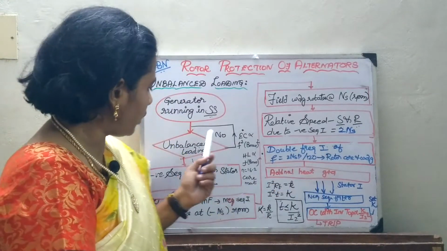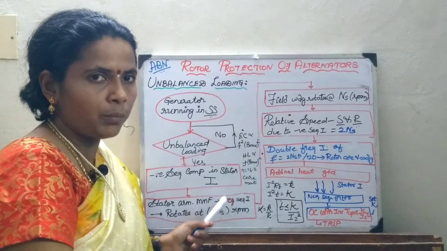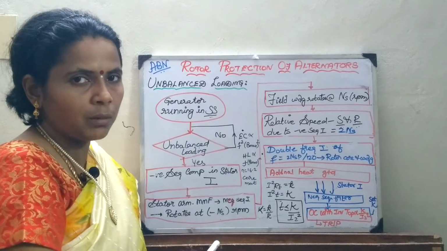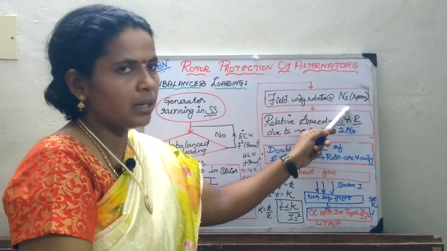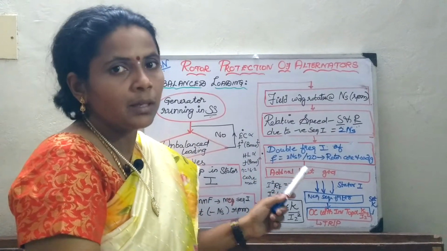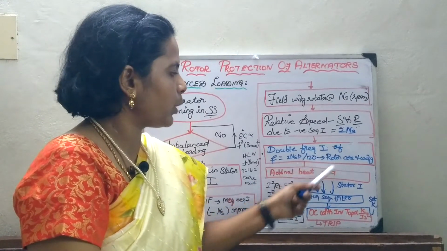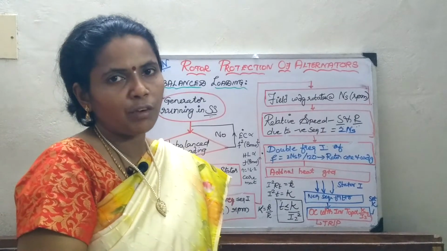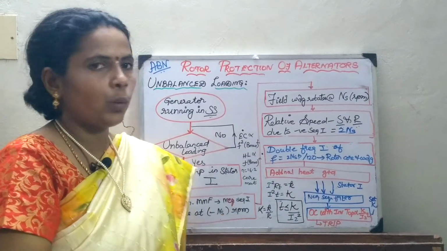So if unbalanced loading occurs, it results in the negative sequence component, because of which the stator armature MMF swings at minus ns, and the field winding rotates at ns, so the relative speed becomes twice ns. What will happen? This will induce a double frequency current in the rotor core and winding. You know the general formula, n is 120 f by p, so f is equal to n into p by 120.